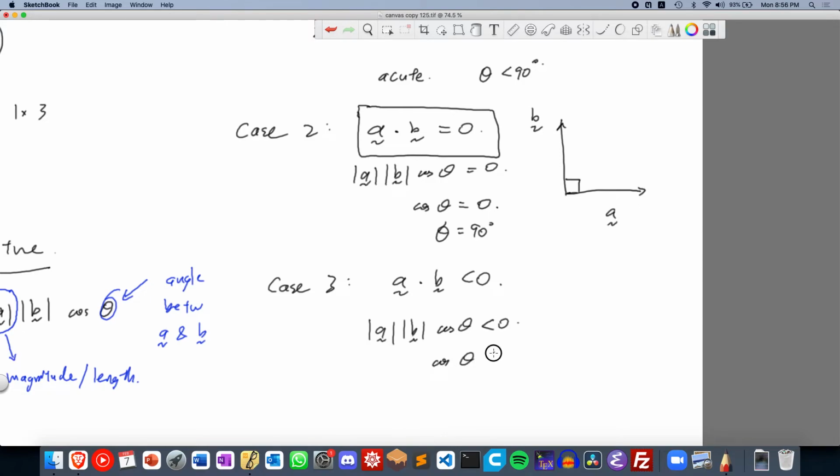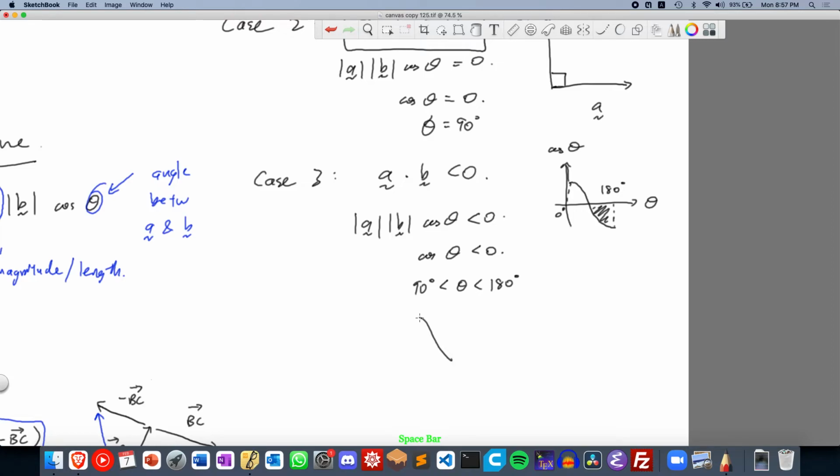That means that cosine theta is less than 0. And if you look at the graph of cosine, so this is cosine theta, and this is theta, and this goes from 0 degrees to 180 degrees. Then we know that theta is between 90 and 180. And that would mean that the angle between the two vectors is obtuse. So it looks something like that.